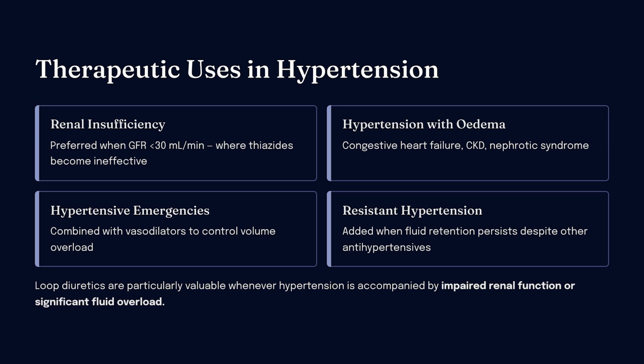They are also the diuretic of choice in hypertension with edema, such as in congestive heart failure, chronic kidney disease, and nephrotic syndrome, where rapid removal of excess fluid helps lower blood pressure. In hypertensive emergencies, loop diuretics are often combined with vasodilators to control volume overload. Finally, in resistant hypertension, they are added when fluid retention persists despite other antihypertensives.